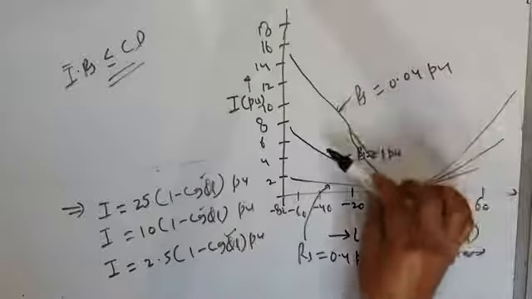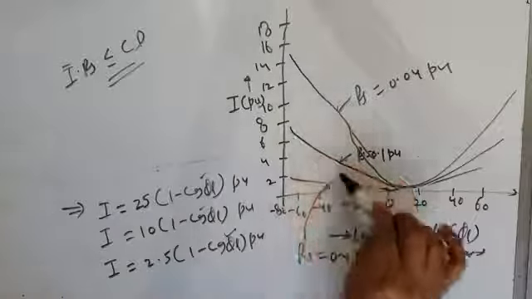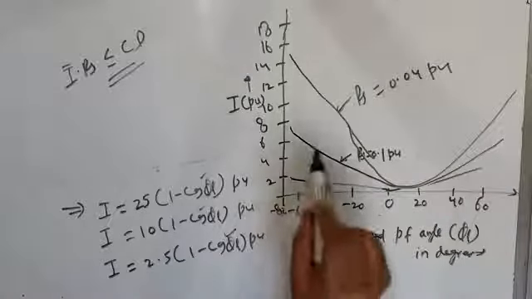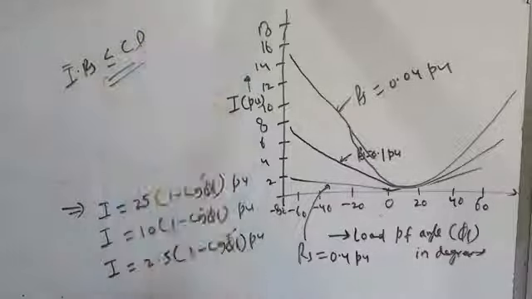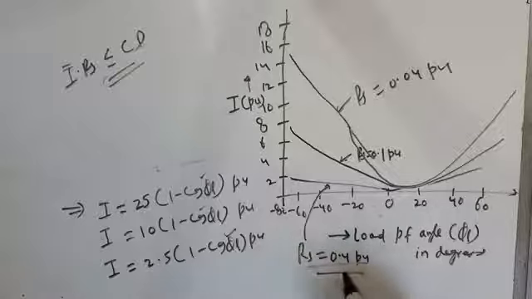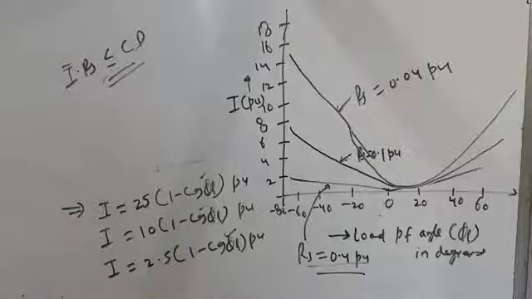But as your feeder resistance increases, say from 0.04 to 0.1, the current should be less. The load should draw less current, so that this condition is met and DVR compensates. And if your load feeder resistance is highest, say 0.4 per unit, it's a very large value, then a very small current should be drawn by the load for fulfilling this condition, that is I into RS less than or equal to CD, so that your DVR successfully compensates the load voltage drops and regulates the load voltage.